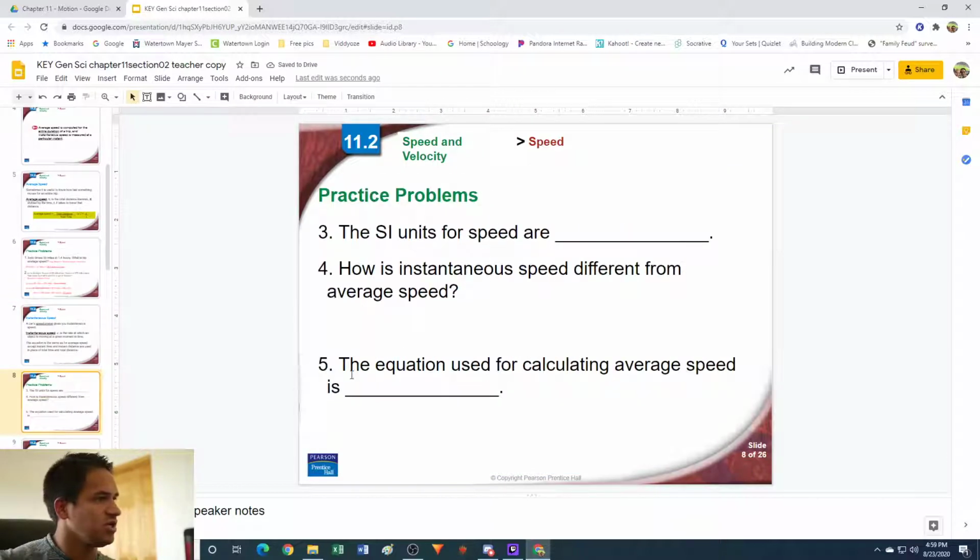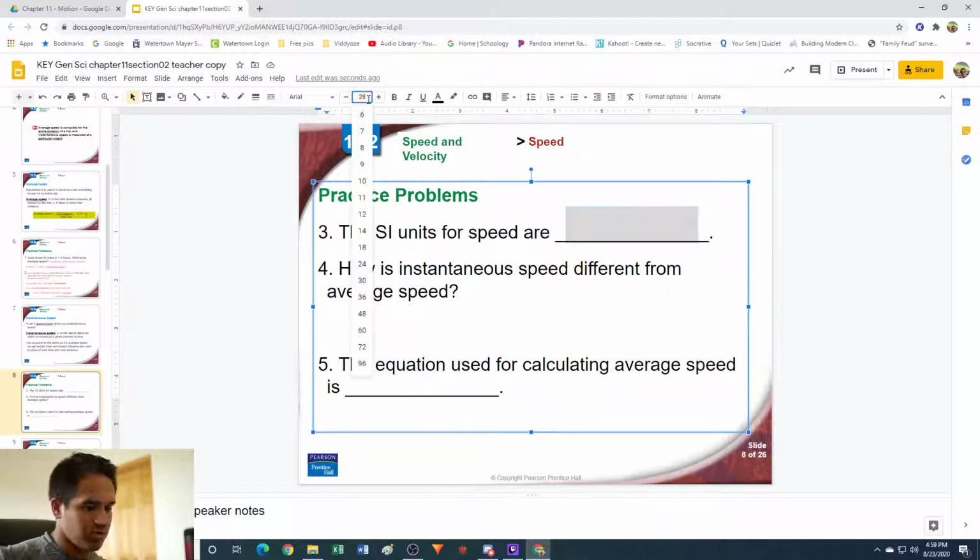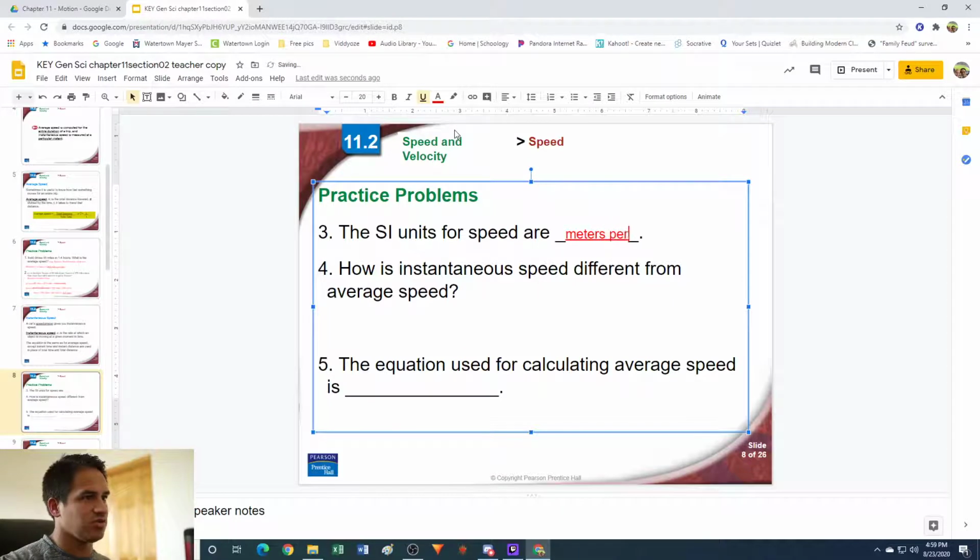Number 3, the SI units for speed are. Okay, so remember that we do not use our usual US units here because we're dealing with the metric system. So it is going to be meters per second. That is the SI unit for speed.